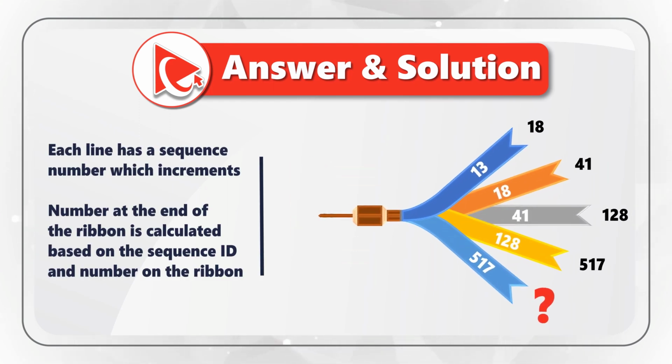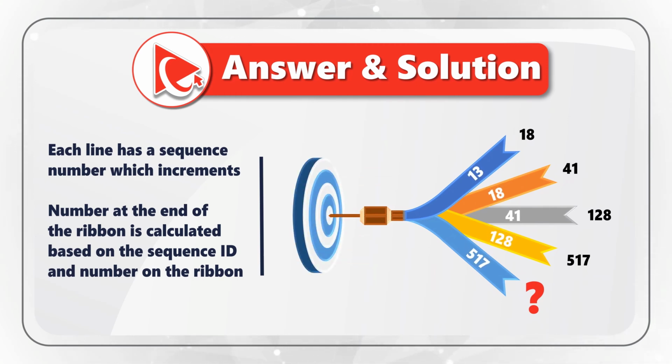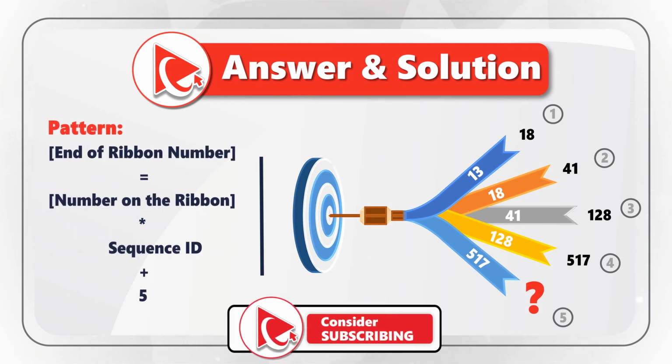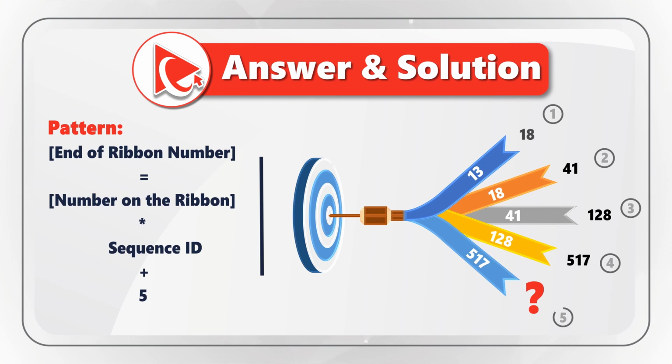Our dart is unique because it has ribbons. There is a number on the ribbon and there is a calculated number at the end of the ribbon. To complete the calculations, let's assign each ribbon a unique number. We're dealing with ribbons 1, 2, 3, 4, and 5. And as you might have already figured out, the number at the end of the ribbon is calculated based on the sequence ID and the number on top of the ribbon itself. The formula is that the end of the ribbon number is calculated as the number on top of the ribbon multiplied by the sequence ID plus 5. Let's look at the example.